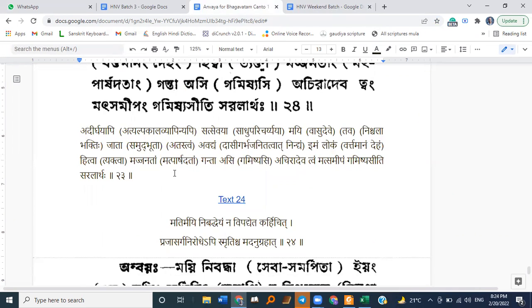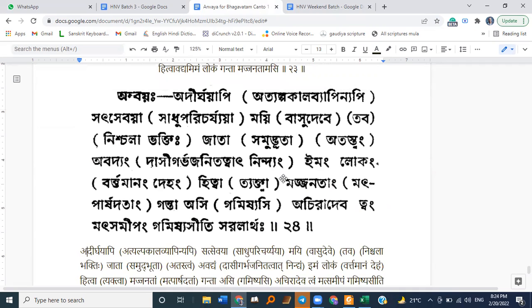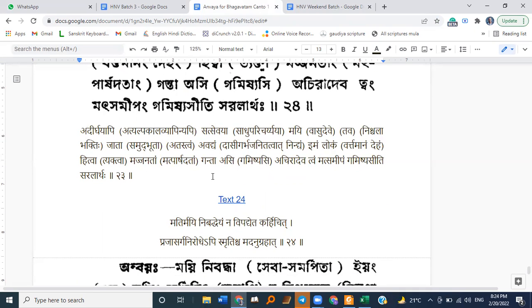Adirghaya api, ati alpakala vyapini api. Satsevaya sadhu paricharyaya mai vasudeve tava nischala bhakti. So this is the Lord speaking to Narad Muni. Tava nischala bhakti jata samudbhuta atahstvam avadyam dasi garbhajani tattvat nindyam imam lokam vartamanam deham hitva tyakva majjanatam matparshadatam ganta asi gamishyasi, achiradeva tvam mat samipam gamishyasi iti saralarthaha.